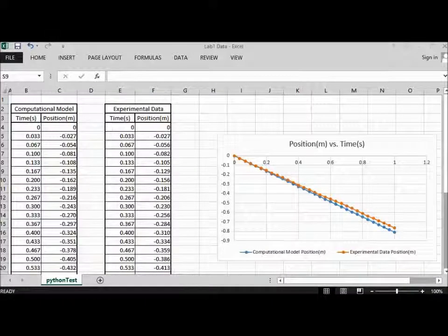In conclusion, the motion of the ball is found to have not been exactly constant velocity. This is due to the small discrepancy in the experimental data and computational model. The model can still be used to determine the exact location of the ball if it is moving at constant velocity.